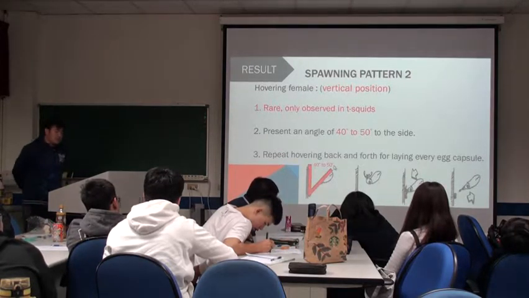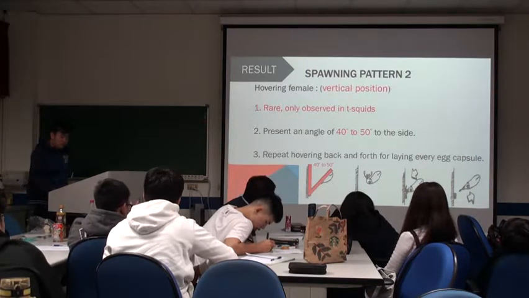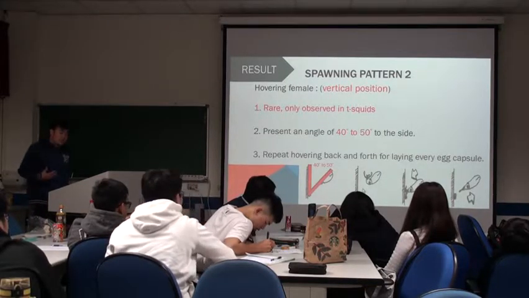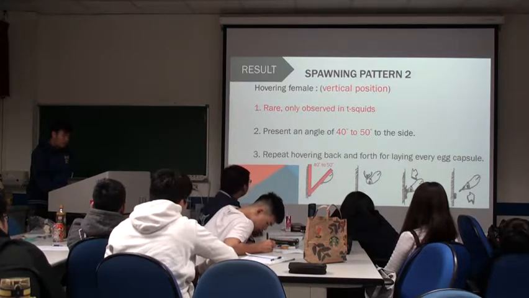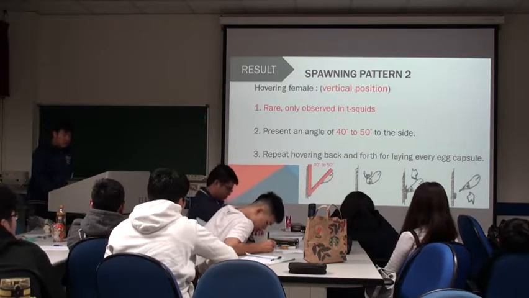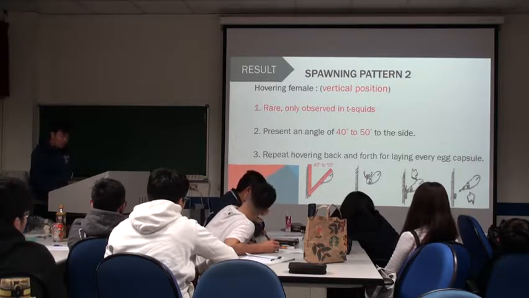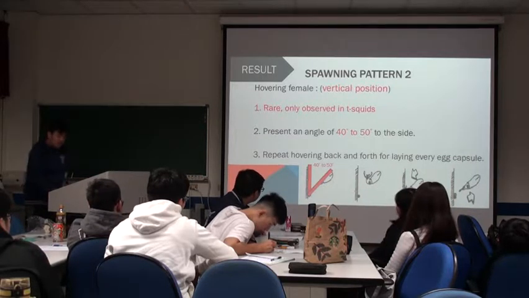And this is spawning pattern 2, which means harboring females, present in a vertical position. So this is the vertical position. It happens rarely and is only observed in T squid. It will present at a 40 to 50 degree angle to the side. And third, it will repeat harboring back and forth for laying every egg capsule.